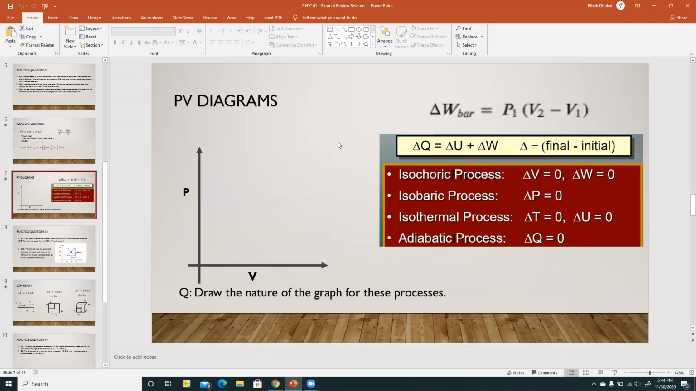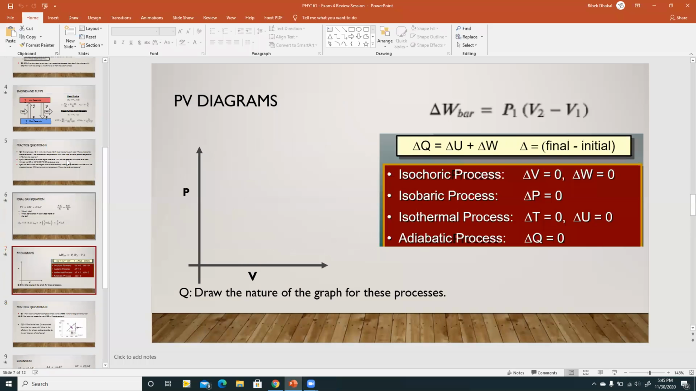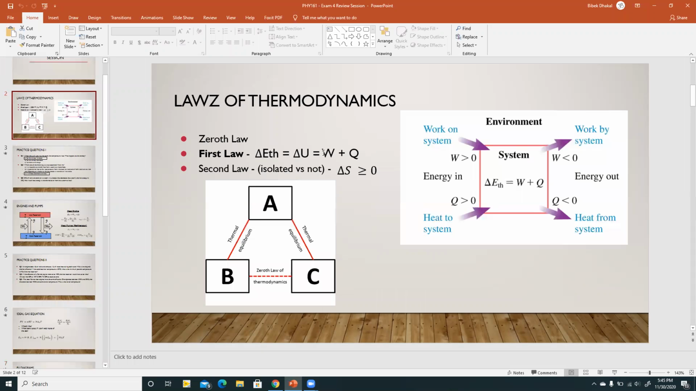Okay, so let's do this one. This is the first law of thermodynamics, right? Yeah, it is. This is delta E thermal, this is delta Q, this is delta W, but you don't have to remember it. It's in a different form, but it is the first law of thermodynamics, which you can always remember using this equation.